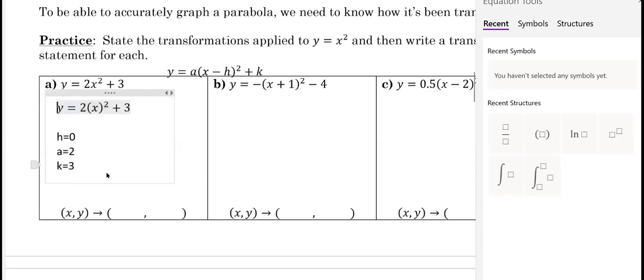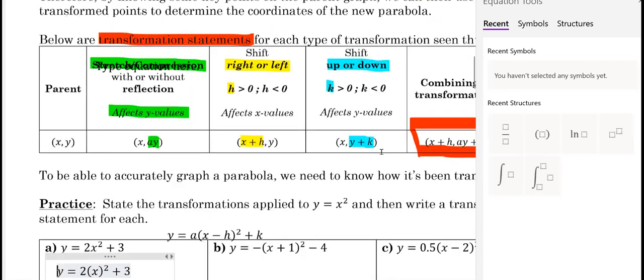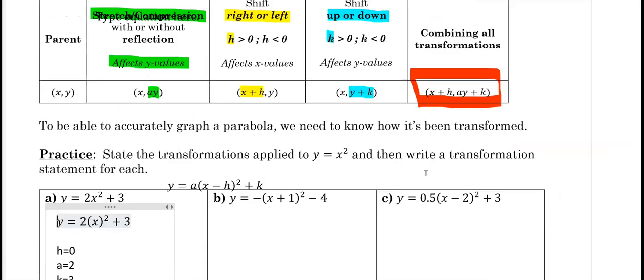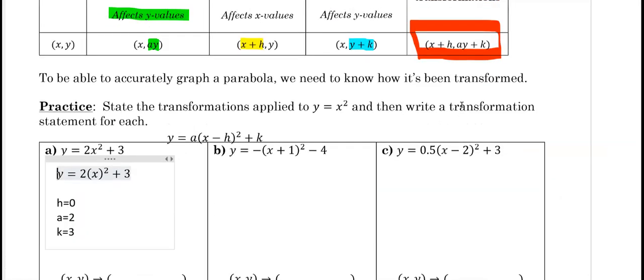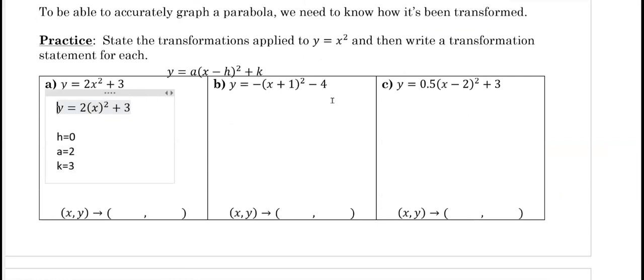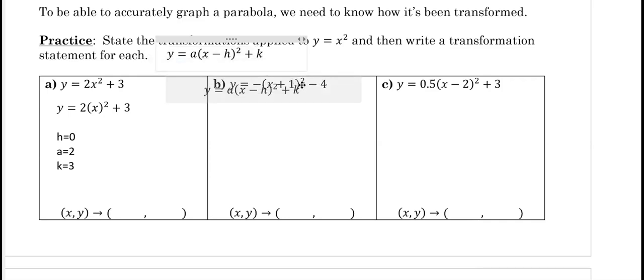And once you get that established, then you can use the transformation statement up above here: x plus h, x plus 0, ay plus k. And you repeat this process over and over again to find the a value, the k value and the h value for each one of these. Now, the interesting thing is with the middle one. I'll show you the solutions in just a second, but just to talk about this one here.